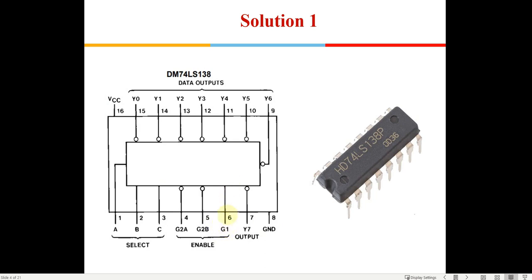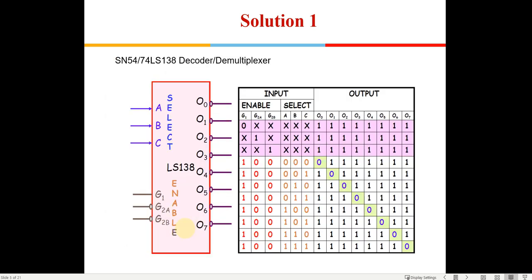To enable this chip, we need to give VCC or one logic 1 at pin number 6, which is known as G1. G2A and G2B are 2 pins, and they are active low signals. So to enable these chips, we need to give 0 0. So these 3 pins we are also going to use for chip select, right?